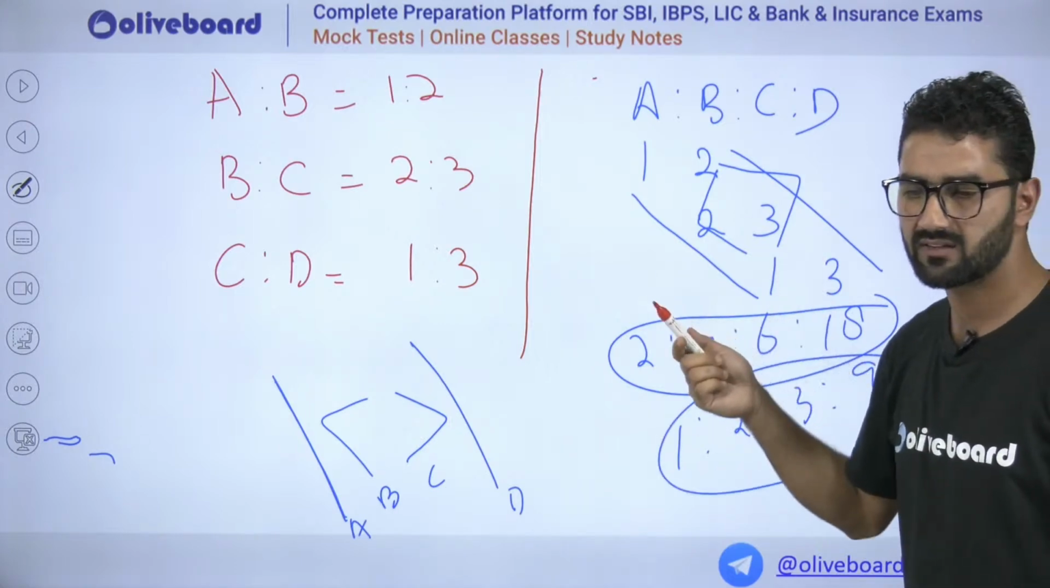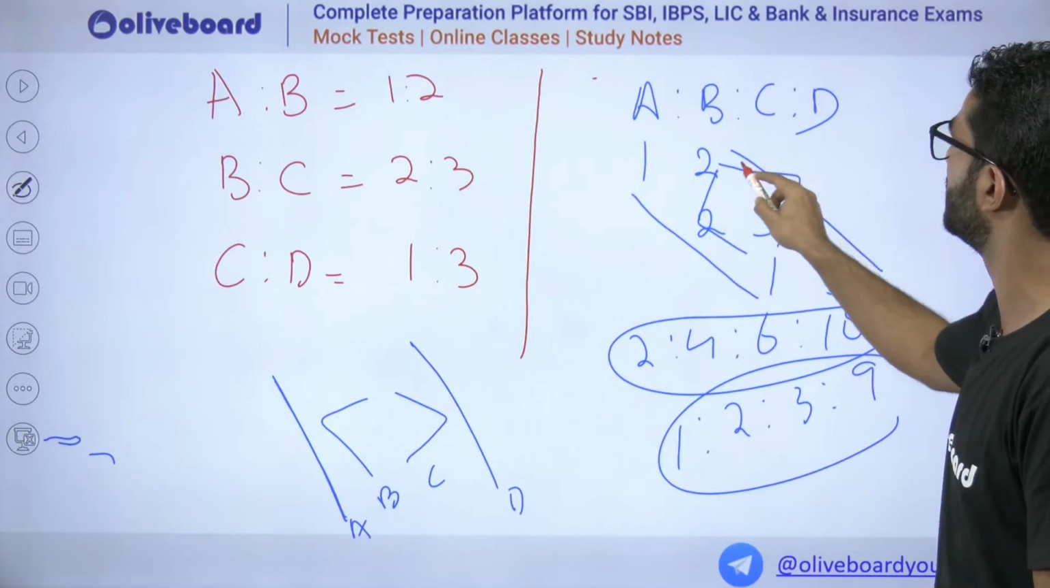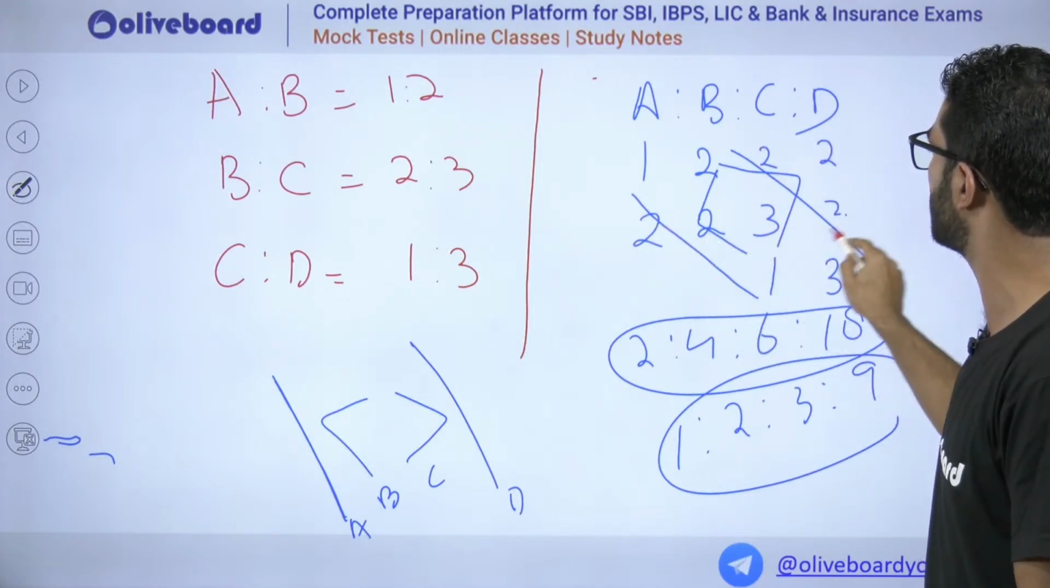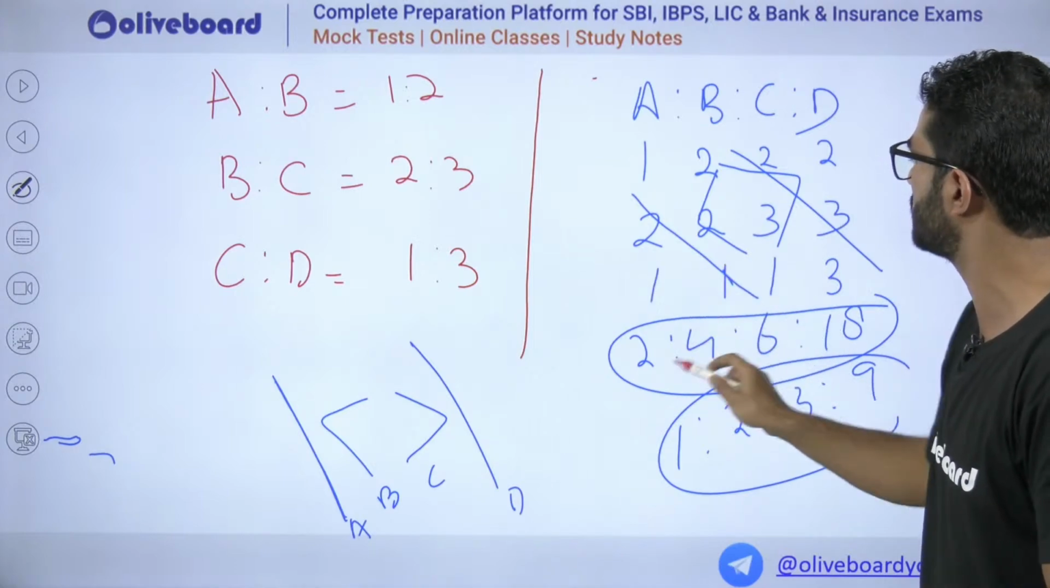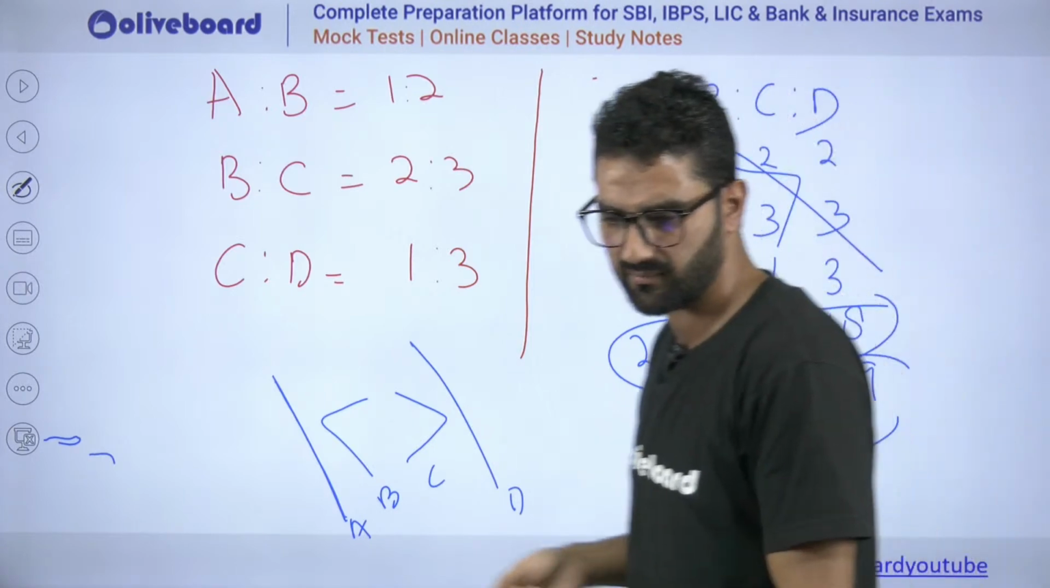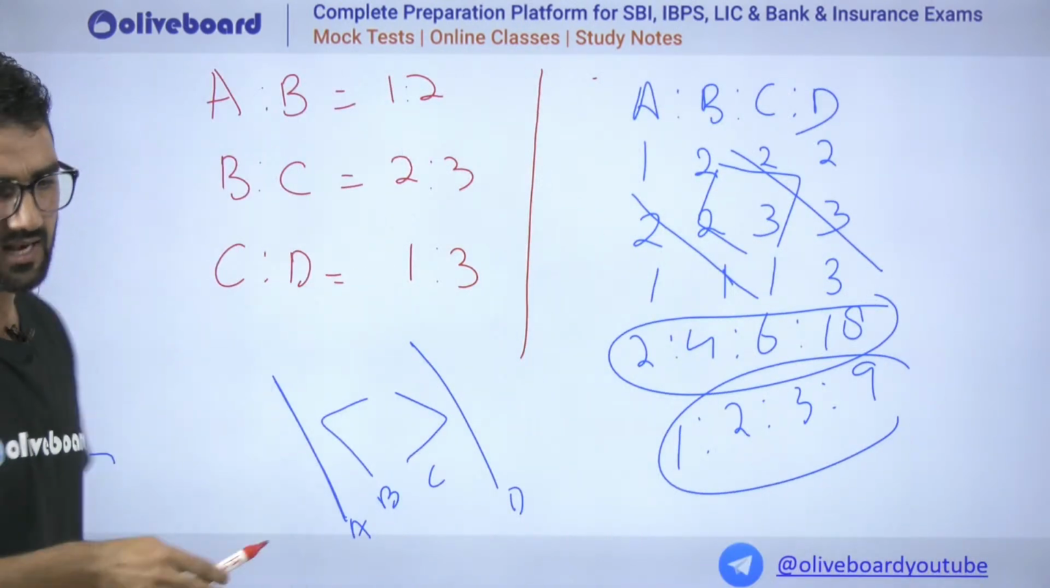Some people fill this one as 2, this one also as 2, this one as 2, this one as 3, this one as 1, and they check horizontally. So don't go that way. It will take time. Just do it simply and calculate the value.